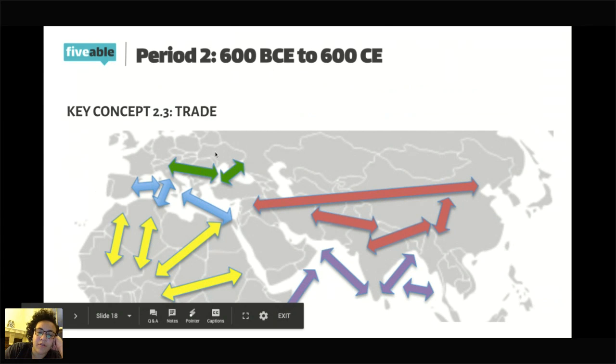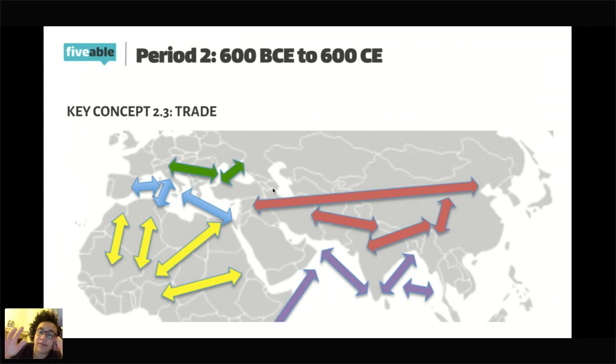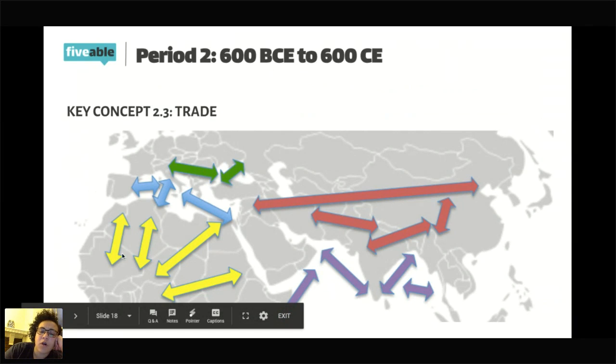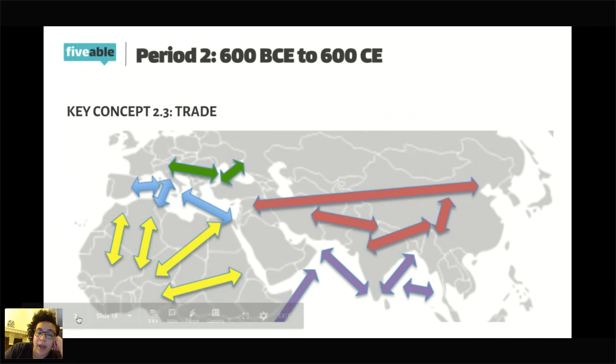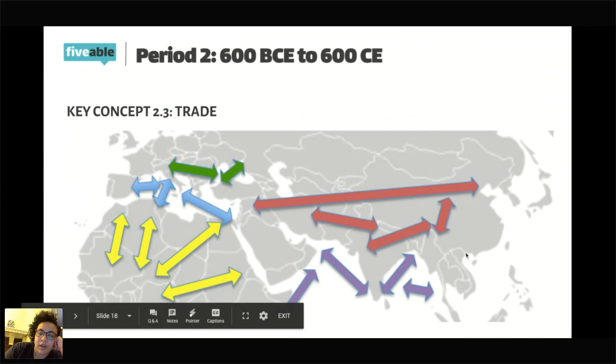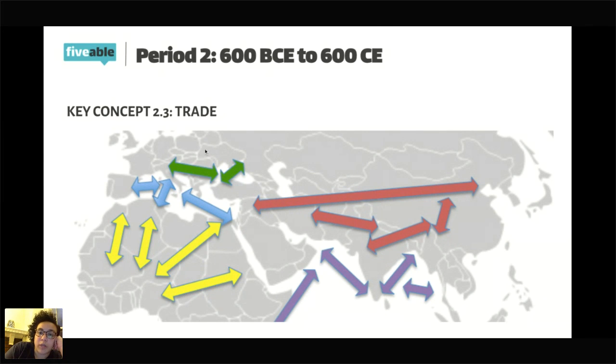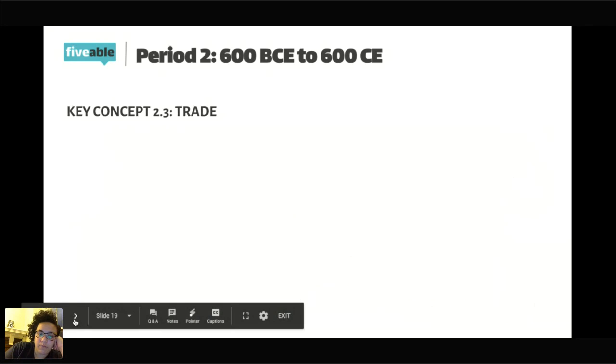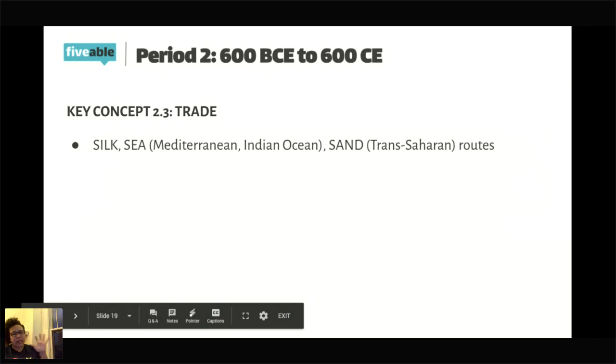Right, so just remember, Silk Roads is not a road. It's not one road, and it's not only about silk. That's just what it's called. But in period 2, all of these trade routes are just beginning. Right, they're just forming. And so they will become pretty powerful, especially as you have the Han Dynasty and Rome really empowering so much trade and innovation throughout the region. Okay, so like I said, silk, sea, sand routes, those are your 3 major trade routes to remember for trade.